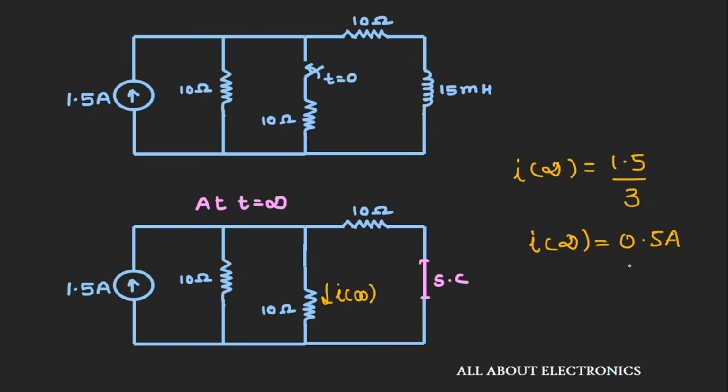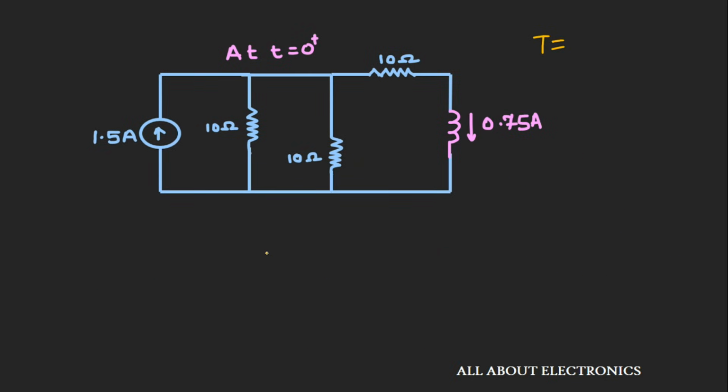So now one more thing that we require is the time constant of the given circuit. So the time constant of the circuit can be given as L divided by R equivalent, and this R equivalent is nothing but the equivalent resistance that is seen across this inductor at time t equal to 0 plus. That means the Thevenin's equivalent resistance that is seen across the inductor at time t equal to 0 plus.